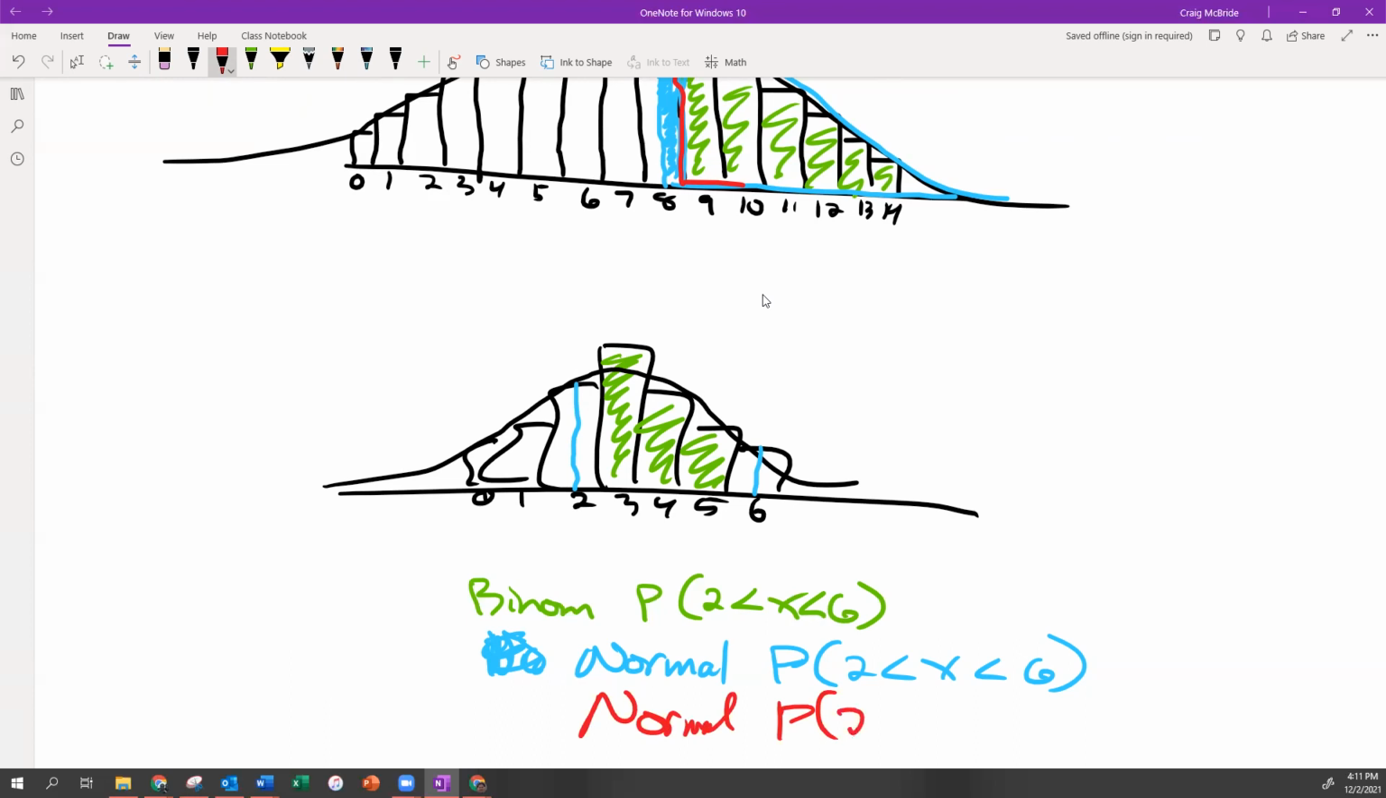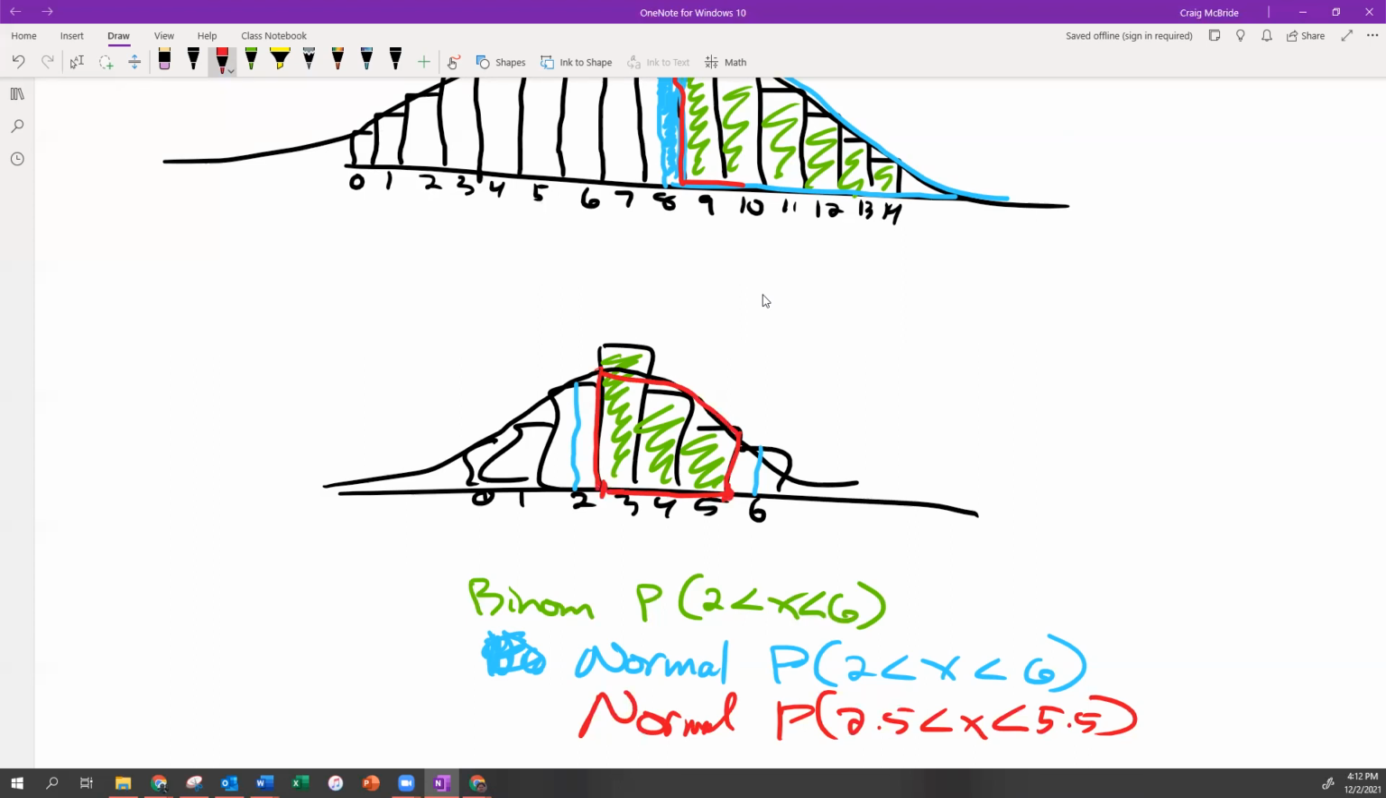So instead, we do the correction for continuity, and we go, all right, well, according to my picture, if I do 2.5 and down to, right, so I want to stop here and here, so that's 2.5 in between 2 and 3, and that's obviously 5.5 because that's between 5 and 6. That's going to give me a more accurate estimate in my normal curve.